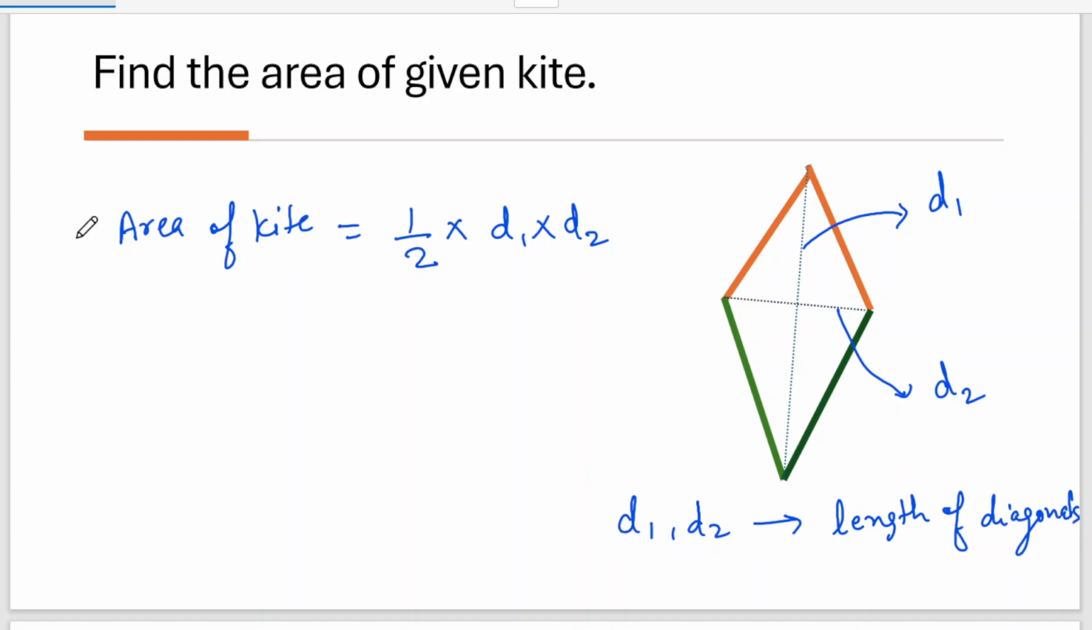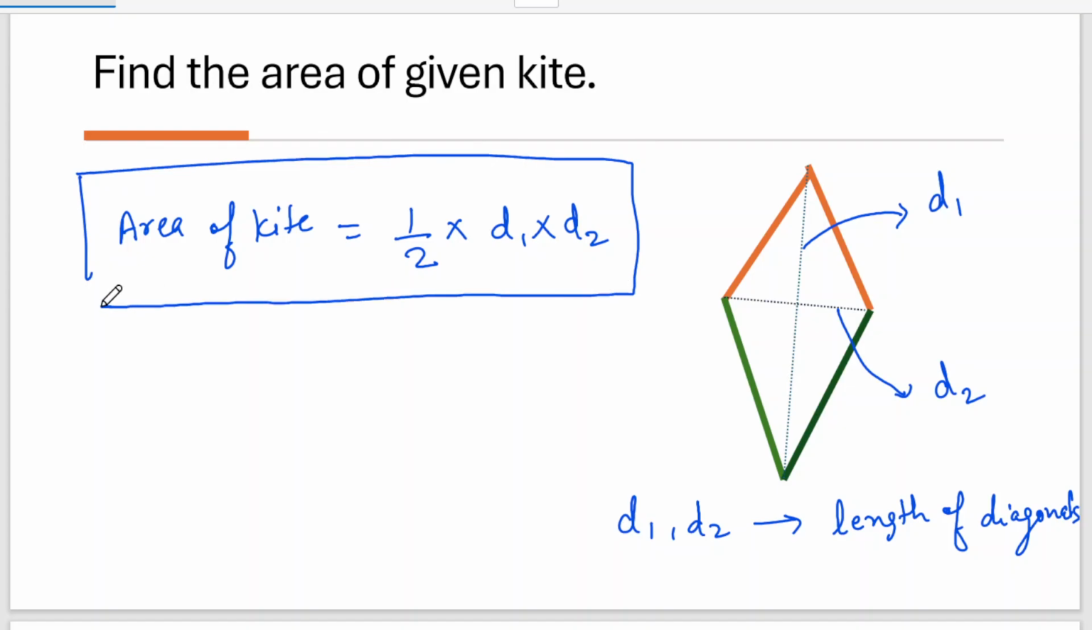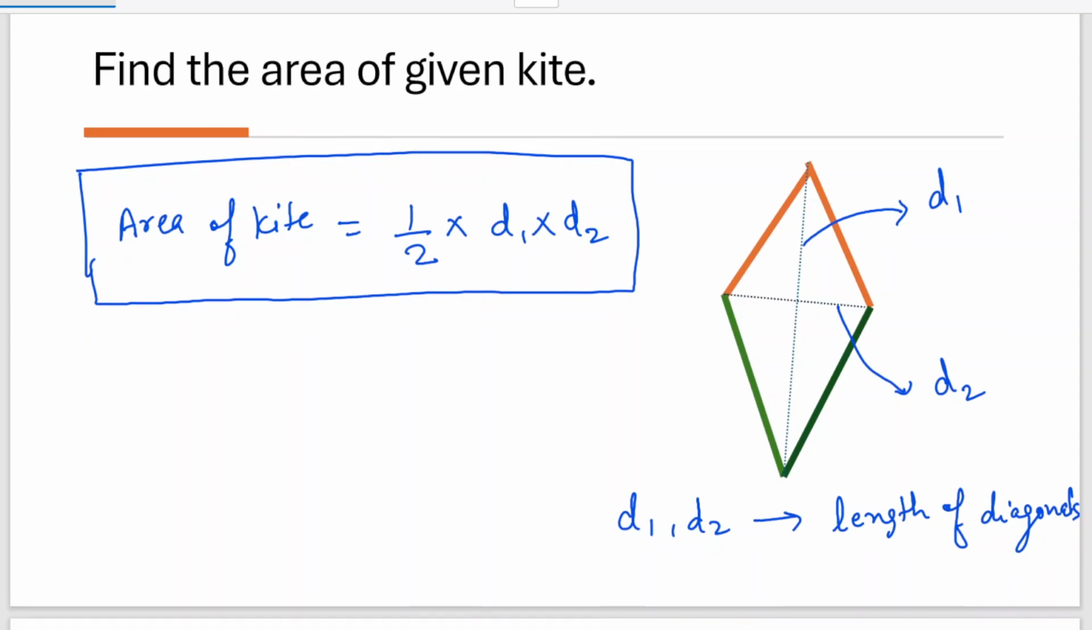So you can use this formula if you know both the diagonals of a kite: half into D1 into D2. Okay. Next.